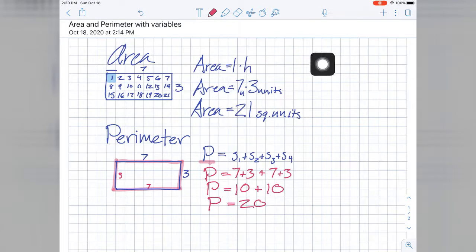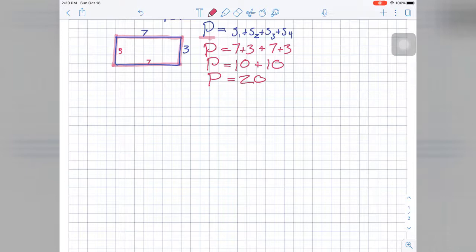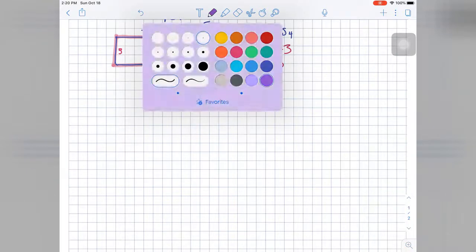Okay, so we know what perimeter is. Perhaps later I will write down their meanings over here again if you're not sure, but you need to be asking me if you don't know. But now we're going to talk about this with variables though.